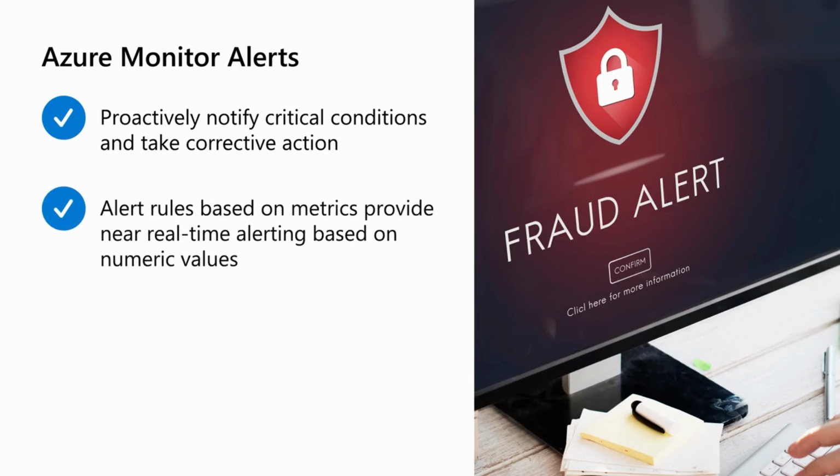Alert rules based on metrics provide near real-time alerting based on numeric values, while rules based on logs allow for complex logic across data from multiple sources.